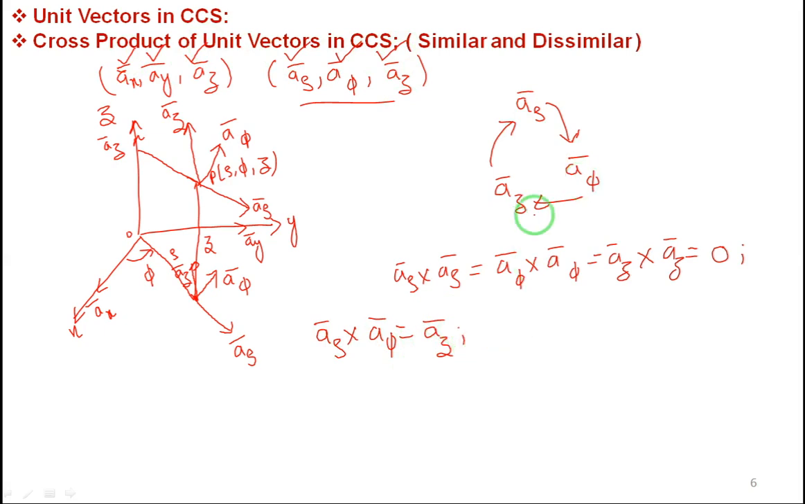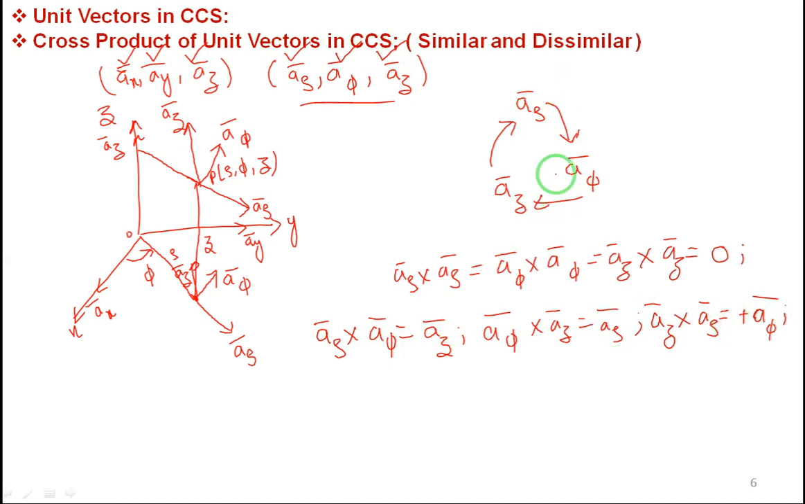Similarly next I will take a phi cross az. If you don't go with geometry, just blindly you can write a rho cross a phi is az. You observe the cyclic diagram. a phi cross az is a rho, you can write it blindly also. Then az cross a rho is a phi.